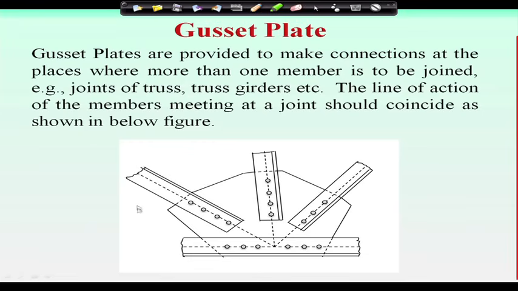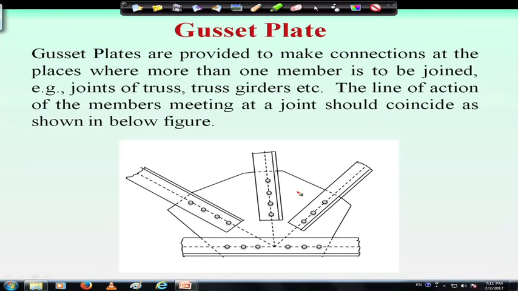Gusset plate, if we see in the picture, it looks like this. Say for example, in a truss, when more than one member is joined, here four members are joined together. Now, in this figure we can see several aspects. First of all, these are angle sections. So the CG of all the members should meet at a particular point, so that eccentricity does not generate.